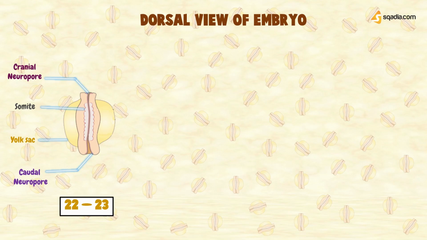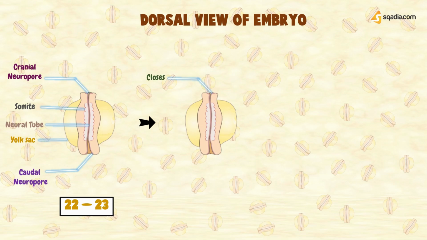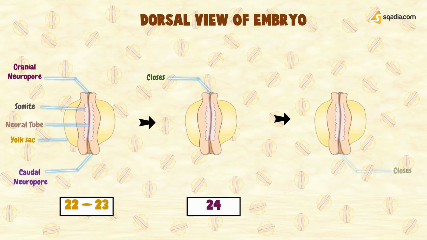Now, these two edges of the neural plate are coming together like a zip to form the neural tube. At this point, both the cranial neuropore and caudal neuropore are open. The cranial neuropore closes on day 24, and the caudal neuropore closes on day 26. Neurulation is now complete. Now, let's have an overview of the development of the central nervous system.